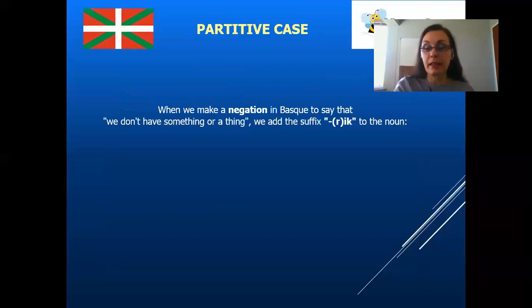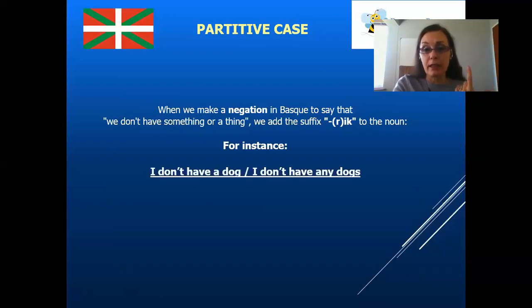Partitive case. This is when we make a negation in Basque. So for instance, we don't have anything. We don't have something. We don't have a thing. We put the suffix rik, but the R, depending on the word, if it finishes in either a vowel or a consonant. For instance, I don't have a dog. I don't have any dogs. It's the same in Basque.